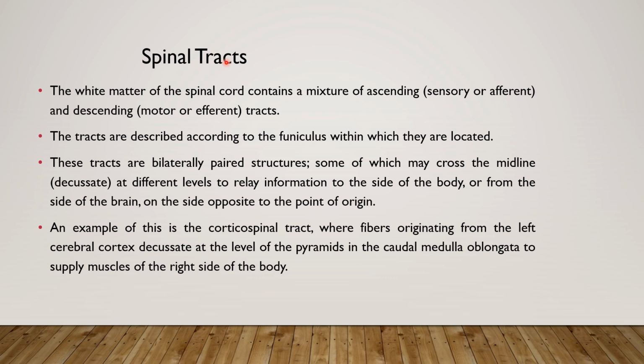Within the white matter, we have seen white matter convey information to the brain and from the brain to different parts of the body. So, the white matter of the spinal cord contains a mixture of ascending, that is sensory or afferent, and descending, that is motor or efferent, tracts. Ascending tracts are sensory in nature. They provide information from different parts of the body to the brain. They carry information to the brain. They are ascending tracts. Then there are descending tracts. They are motor in nature, or they carry information from the brain to different parts for motor activities.